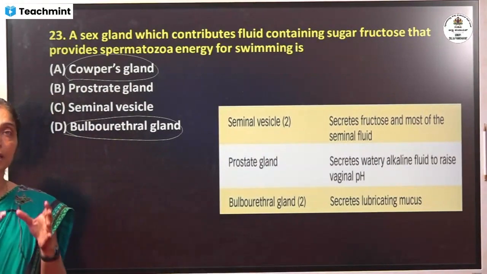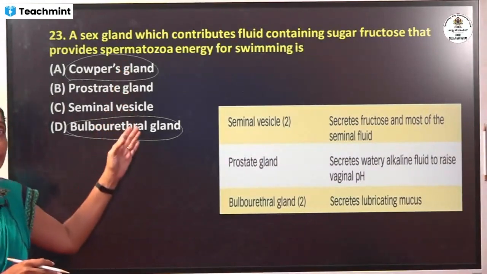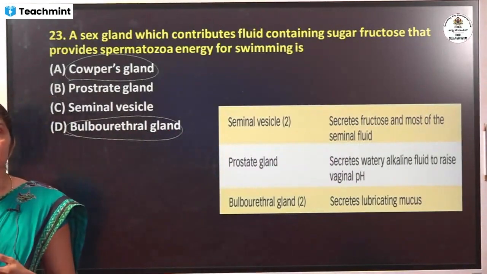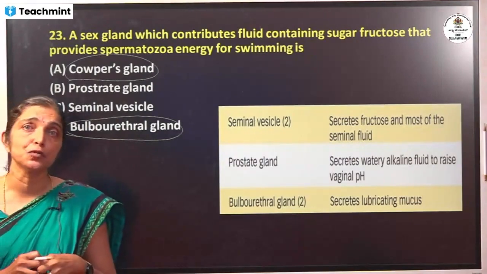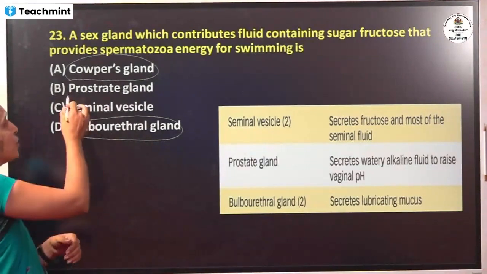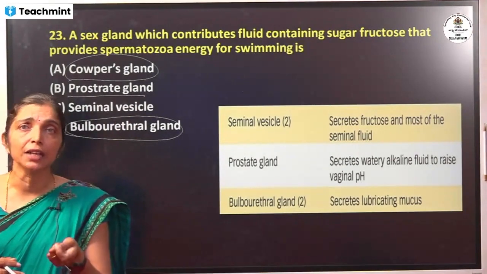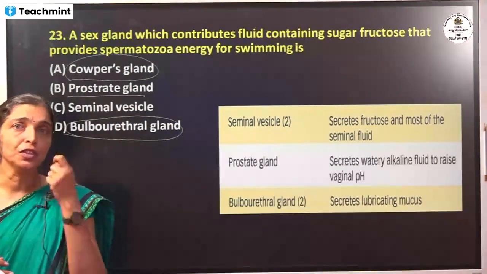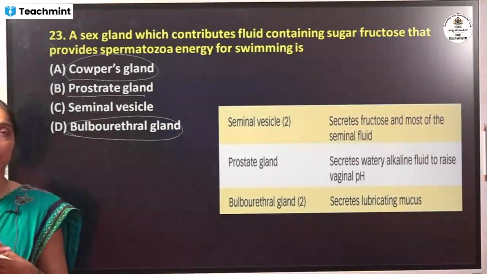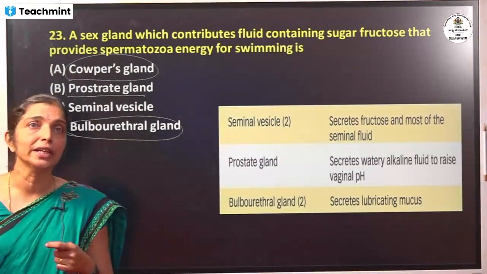Now, a human male has these glands, isn't it? So what is the function? The seminal vesicle is actually the gland which secretes fructose and most of the seminal fluid. Whereas the prostate gland, a single gland, secretes a watery alkaline fluid to raise the pH of the vagina. Whereas the bulbourethral gland, you have a pair, which is also known as a corpus gland. It secretes a thick mucus which acts as a lubricating agent.